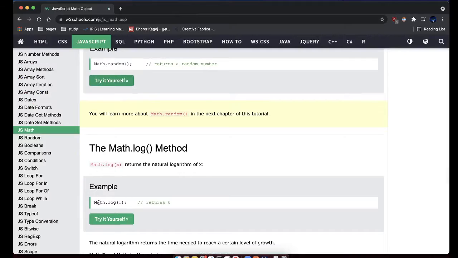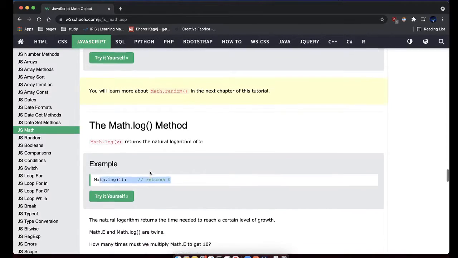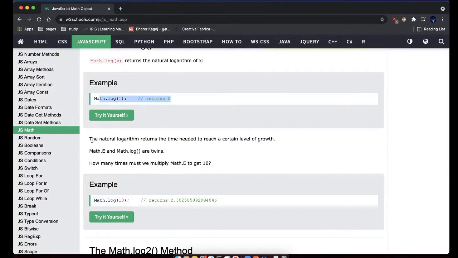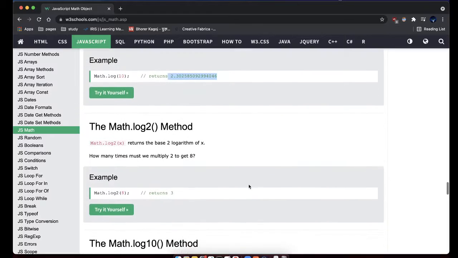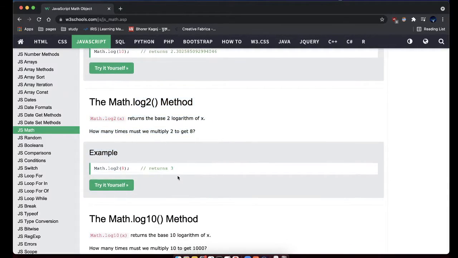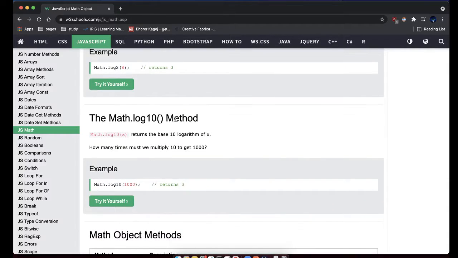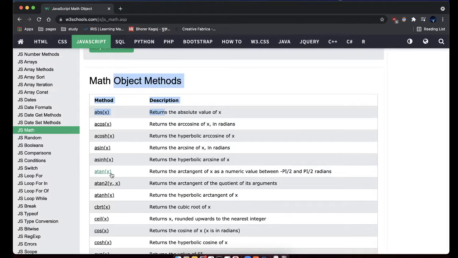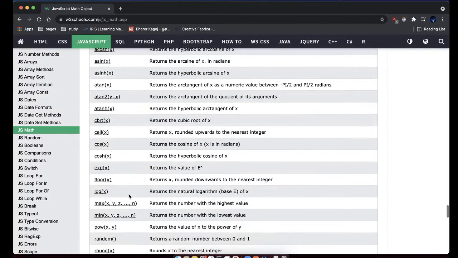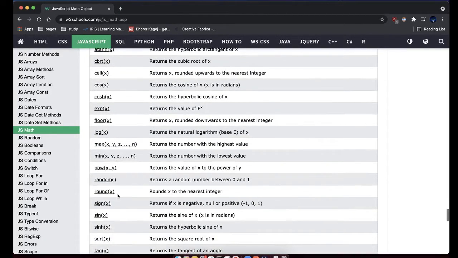And we have this math logarithm base. Natural logarithm, like if you understand in mathematics, log 10 will be written with the 10 below. So we just saw log base 2, and this is log base 10. Other than that, we also have sine, tan, and cosine. So there are other operations also available.